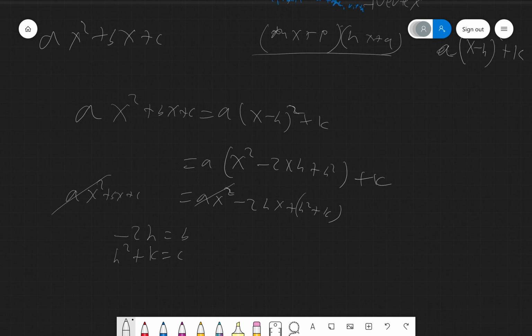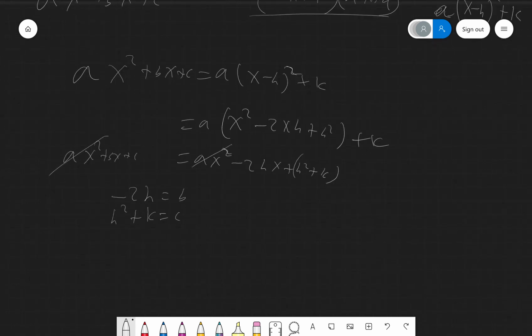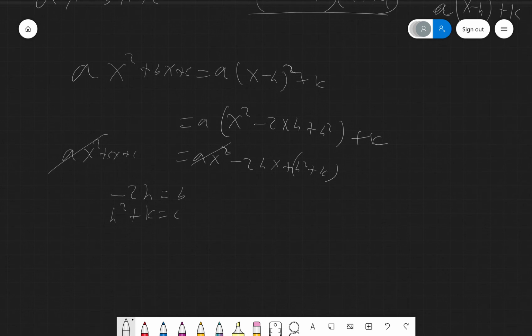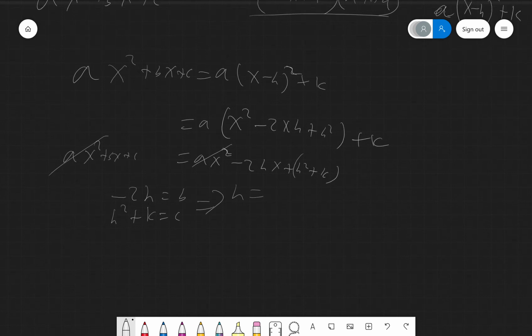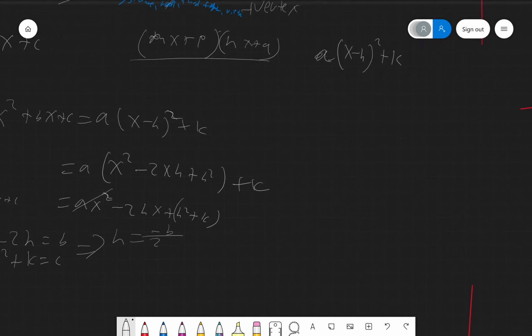Now you want to solve for b and c. So h is equal to negative b over 2. Wait, what am I doing wrong? Oh yeah, sorry.